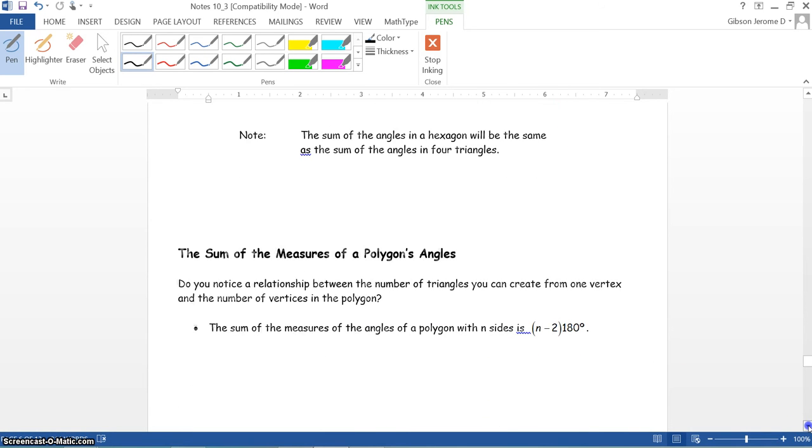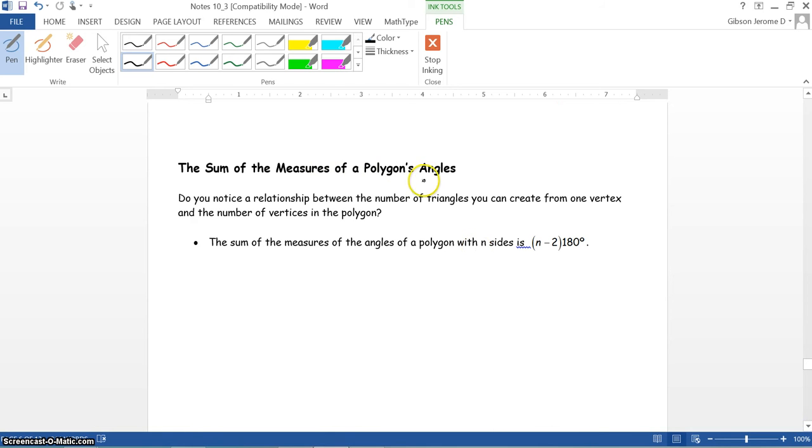Now, it says here, the sum of the measures of a polygon's angles. Do you notice a relationship between the number of triangles you can create from one vertex and the number of vertices in the polygon? The sum of the measures of the angles of a polygon with n sides is (n minus 2) times 180 degrees.